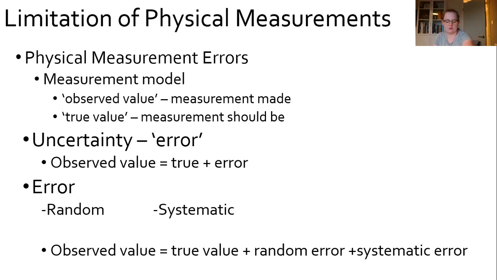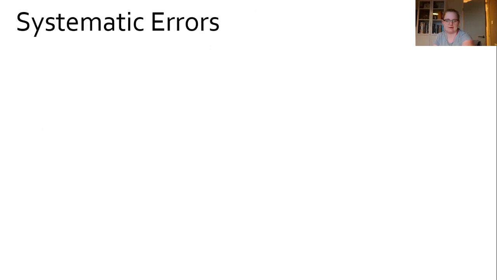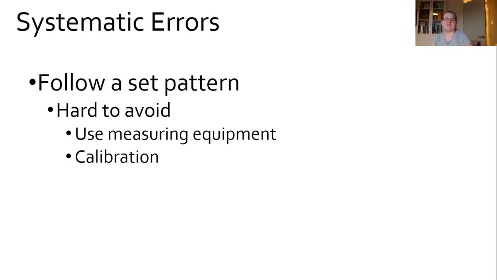So we're going to have a little quick look at systematic error. Systematic errors are errors that are going to follow a set pattern. They are really, really hard to avoid. The main ways of avoiding them is making sure that we're using measuring equipment and that we calibrate equipment. So for example, calibration is really, really important for all pieces of equipment and apparatus.